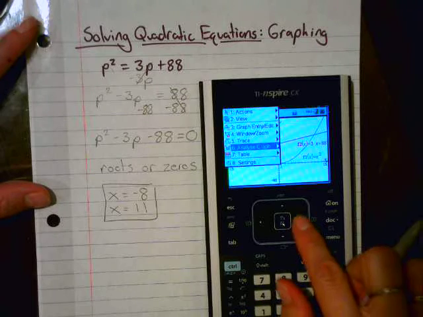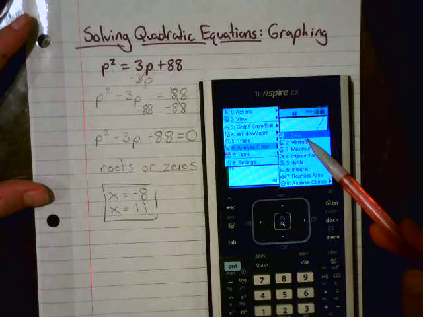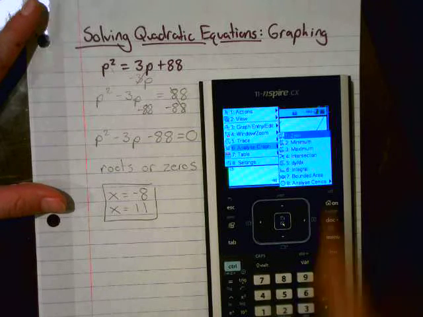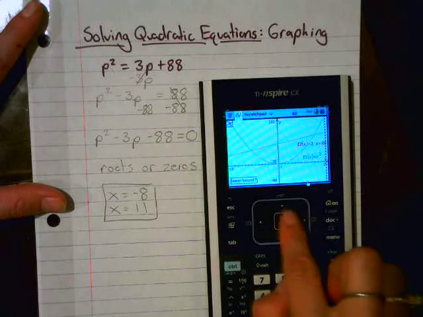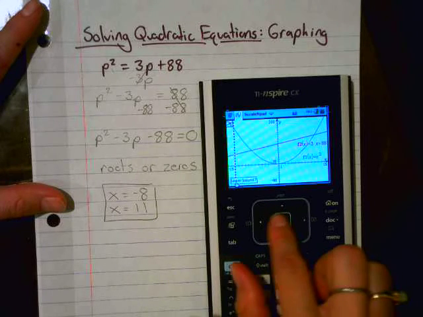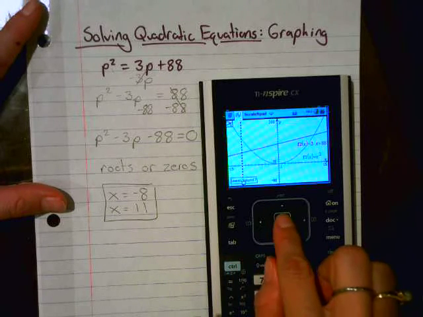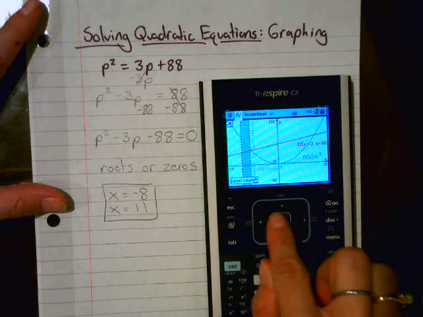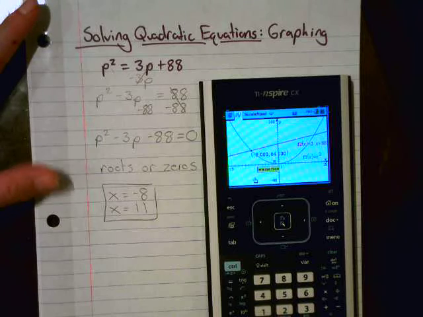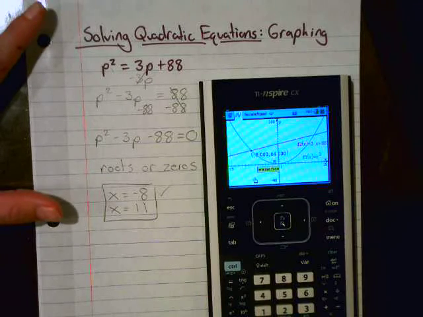We can go to Analyze Graph again. Instead of finding the 0, because we're not finding the 0, we're finding where these two are going to intersect each other. We're going to go to 4, intersection. Let's head on over and click again, lower bound and upper bound. Lower bound to the left, click. Upper bound to the right, click. And notice that x value again is -8, so I feel good about this.